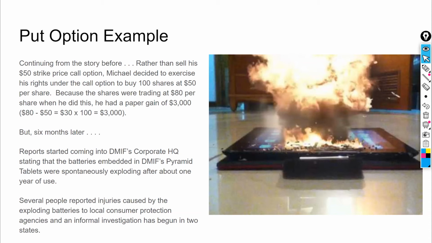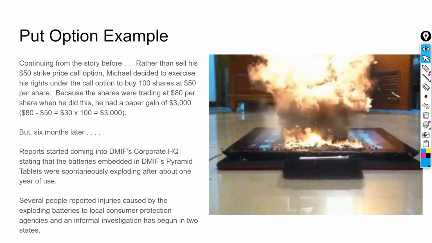Now, continuing the story from before, let's say that Michael, rather than... so what you can do with a call option, you can sell it at any time. You can even sell it on the last day before it expires. And if it went up to 80, like in that last example, it would be worth $3,000 at least on expiration. Now, let's say rather than just selling his option to someone else, which is what most people do. Most people do not actually exercise options. And exercising an option, that's a term of art. That means you hold the option all the way through expiration.